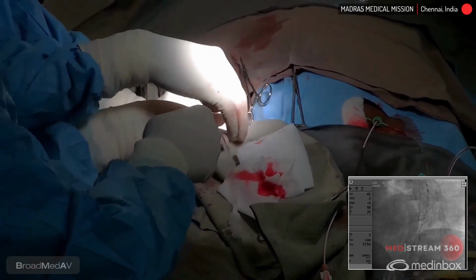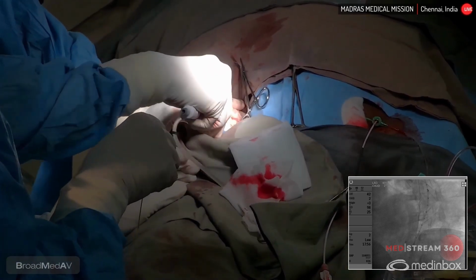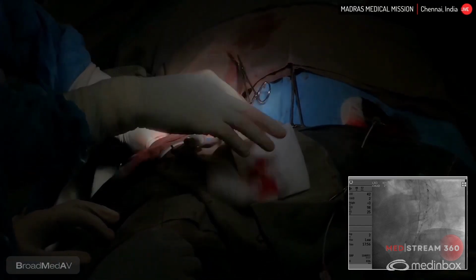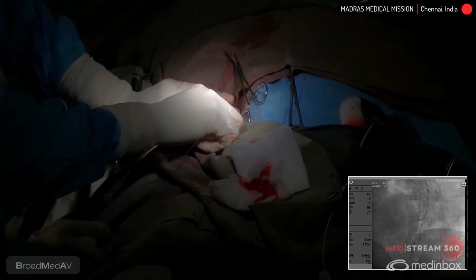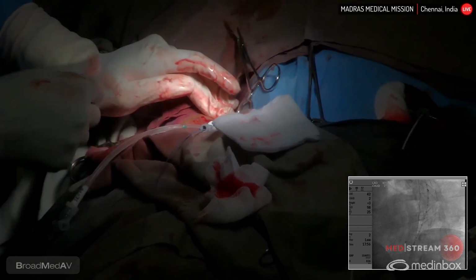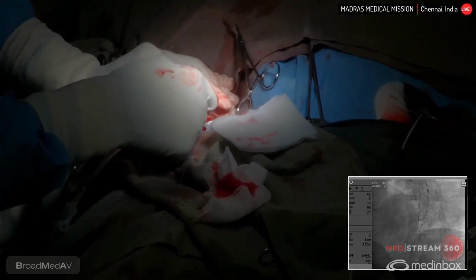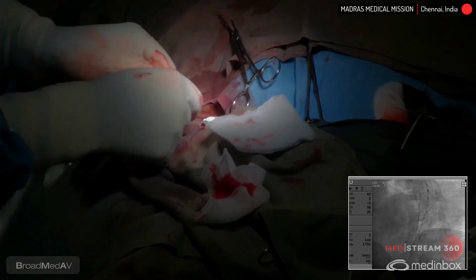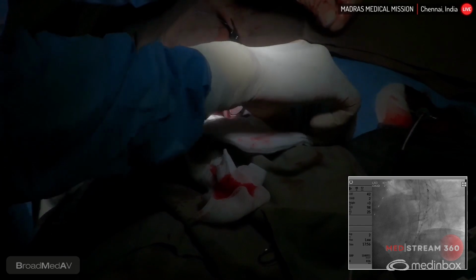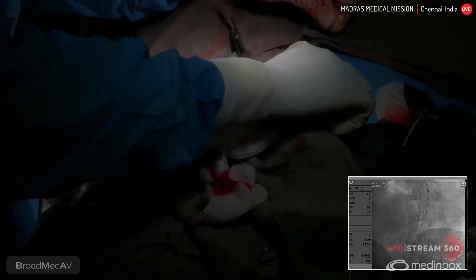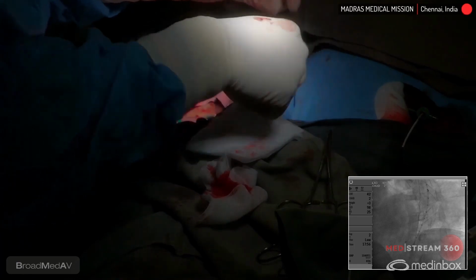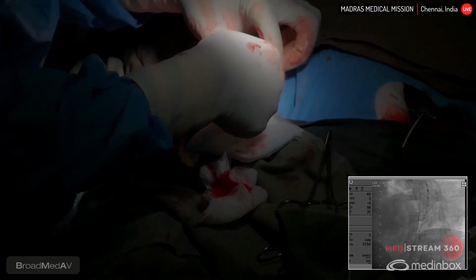Suppose the common femoral artery size is a little lesser, what is your strategy, sir? Suppose 3 ProGlides are going to constrict the vessel, how are you going to manage that situation? Then I would use 2 ProGlides and assess for bleeding. If it gets arrested by 2 ProGlides, I leave it as such, or else we can do a hybrid closure. We can put an Angio-Seal if required.